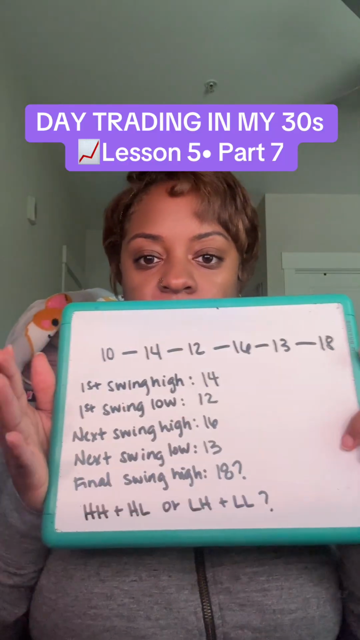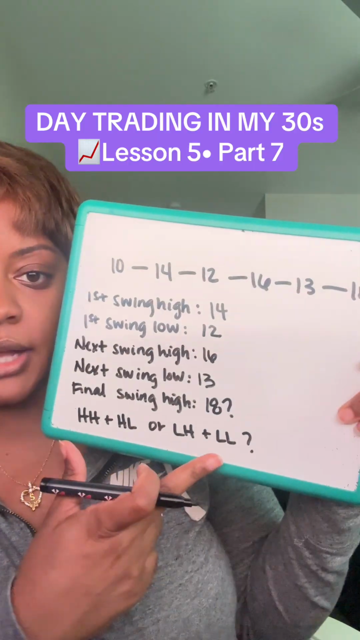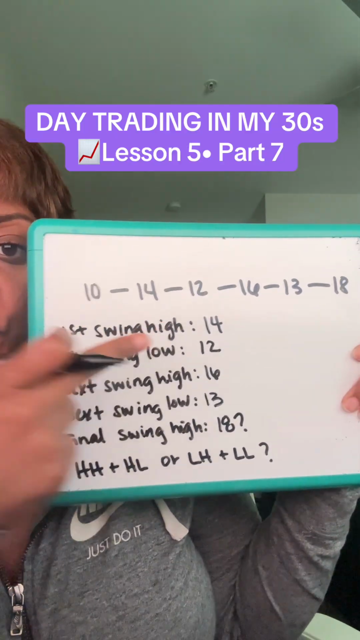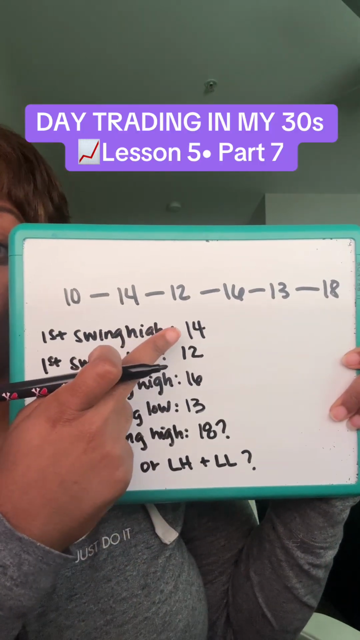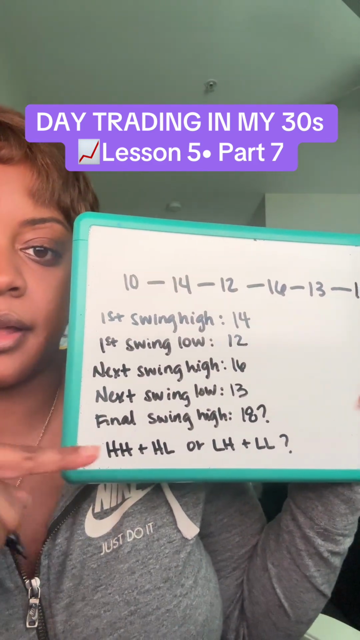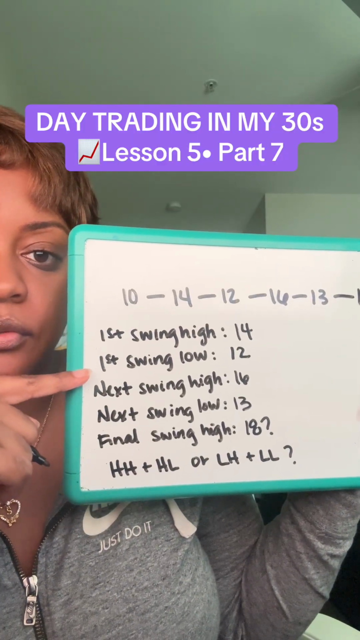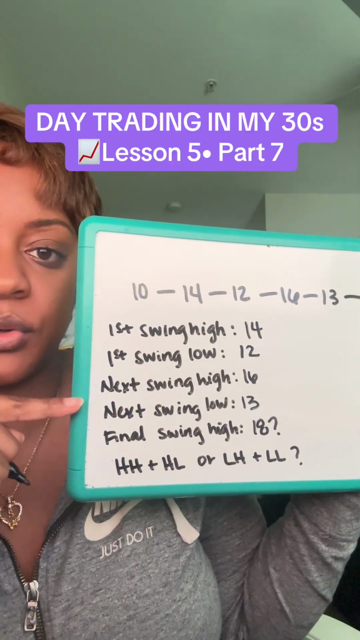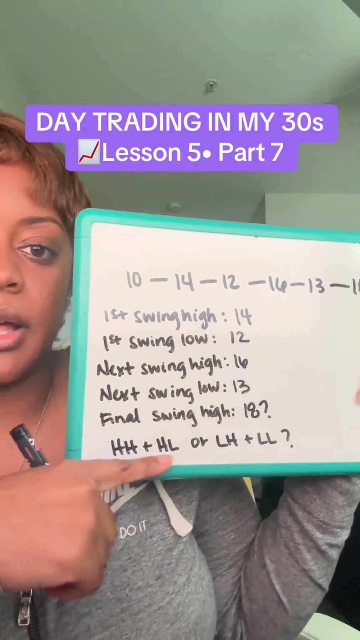Now, is this trend higher highs plus higher lows, or lower highs plus lower lows? Let's see. The first swing high was a 14. That next swing high was a 16. 16 is greater than 14, so it becomes a higher swing high, or a higher high. The first swing low was 12. That next swing low is 13. 13 is higher than 12, so it becomes a higher swing low, slash, a higher low.